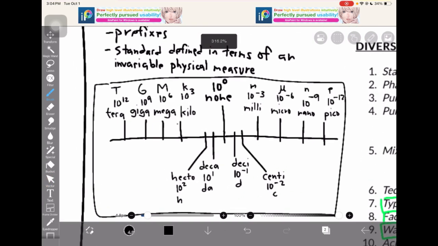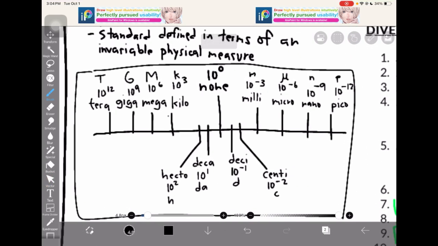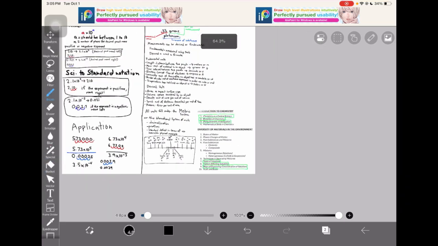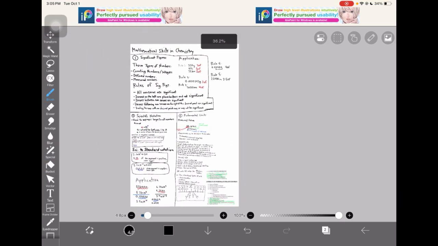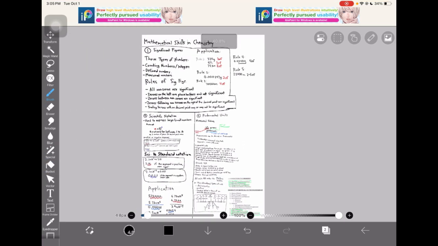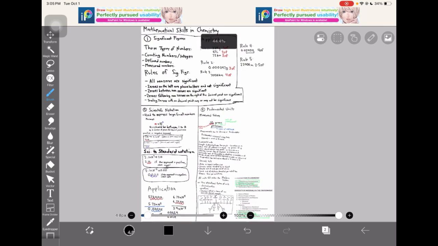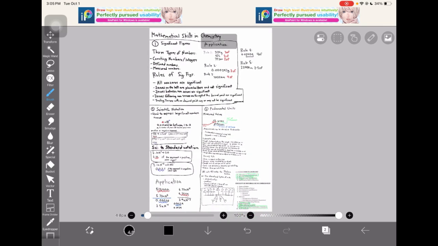This is the prefix system. As you can see, you can just pause to analyze it for a minute here, because we'll be using this in the 4th topic, which is conversion of units, and I'll show that later because I've run out of space. But this is so far our mathematical skills in chemistry. Feel free to screenshot, although it will definitely be low quality because of the small text.